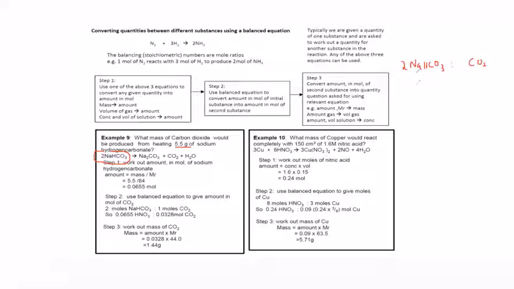So if I take a mass to mass ratio, sodium is 23 times 2, because this 2 is multiplied with all the elements, plus hydrogen is 1 multiplied by 2, plus carbon is 12 multiplied by 2, plus oxygen 16 multiplied by 6. So 23 multiplied by 2 will be 46, plus 2, plus 24, plus 96.